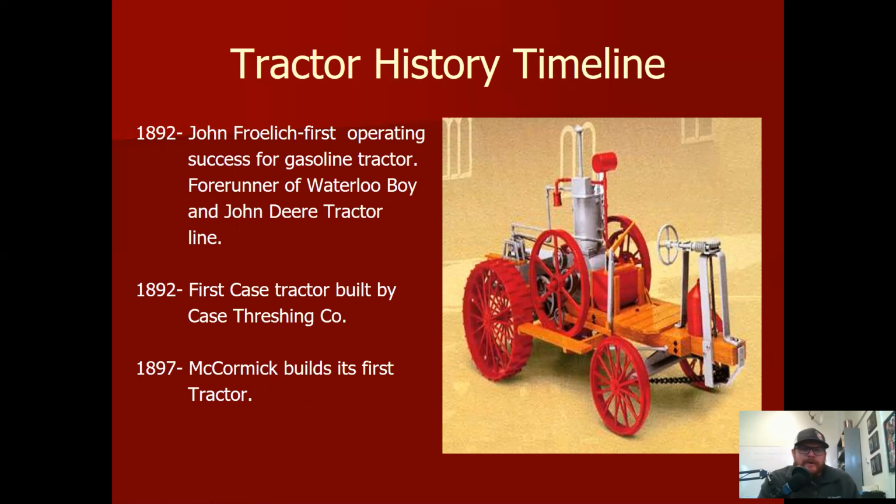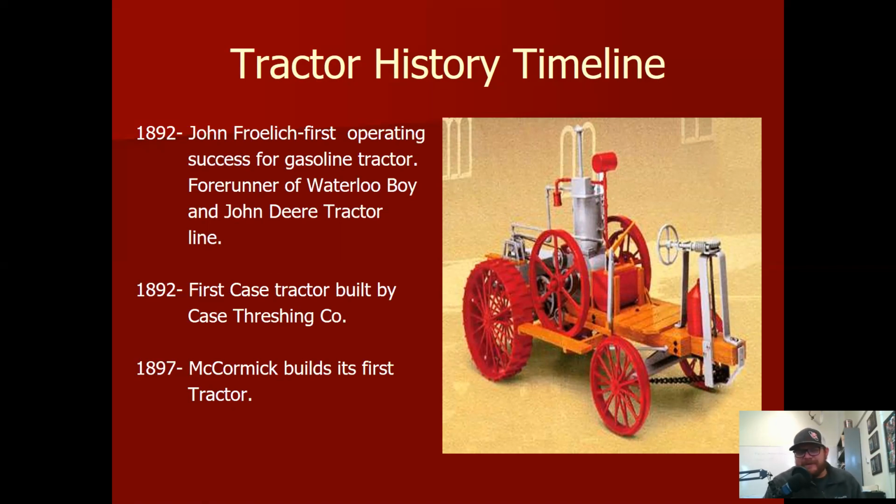In 1992, the first gasoline engine was manufactured by the Waterloo Boy and the John Deere tractor line. So John Deere, pretty common name. Waterloo on the older tractors, you may see that, but nowadays you really don't see that. But John Deere obviously is still very prevalent.